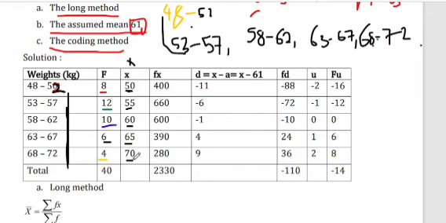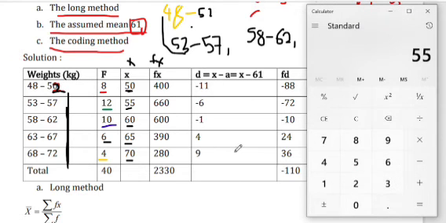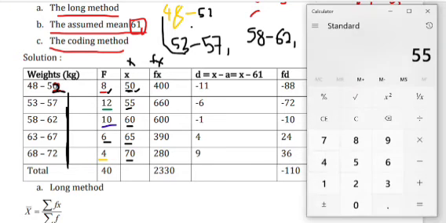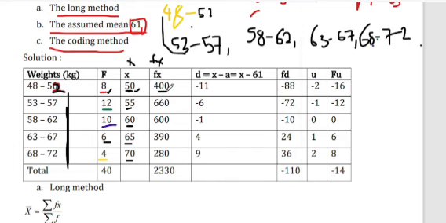Now to get fx, it means the frequency that you have done, you multiply it by x. Multiply 8 by 50. Let me use my calculator to do that. I have 8 times 50. That's equal to 400. When you do this again, 12 times 55, that will give you 660. 10 times 60 is 600. 6 times 65 is what? 390. 4 times 70 is what? 280.